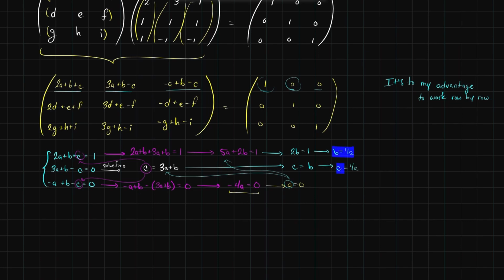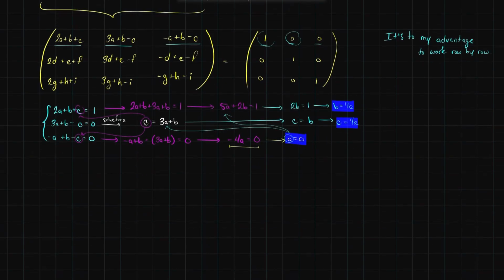So there's B, C, and A, and then I can work on the second row of my big matrix. So the second row is going to be these three terms. I'll write those out as 2D plus E plus F. I'm going to compare that to the right-hand side. That has to be 0. I have 3D plus E minus F. I compare to the right-hand side as 1. And I have negative D plus E minus F compared to the right-hand side of 0.